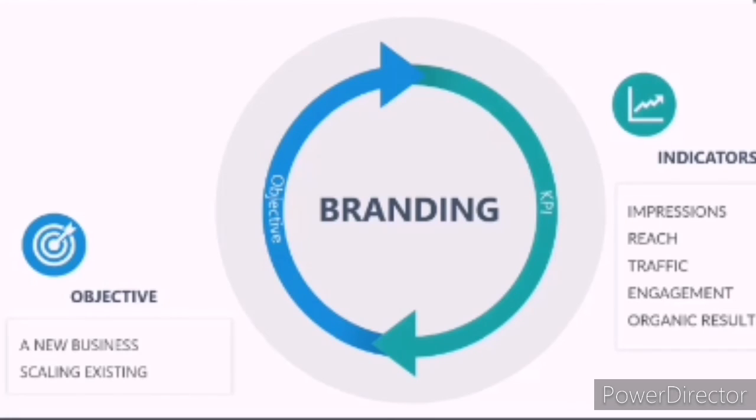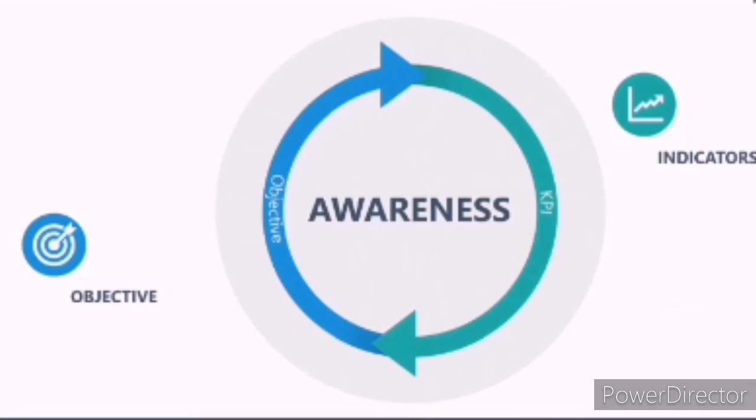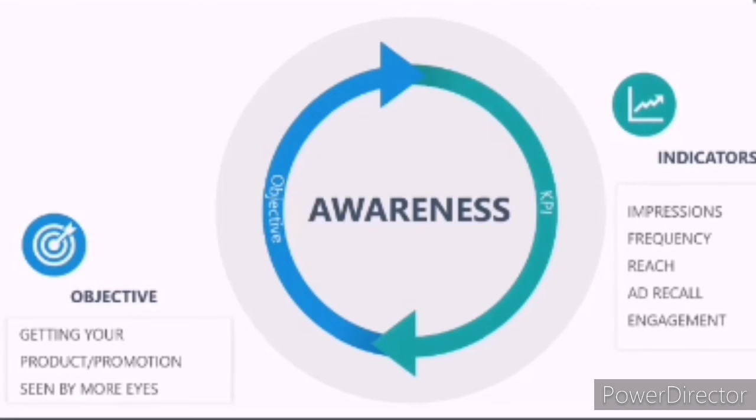And that is referring to people actually searching your brand name. Then we have awareness, and I know awareness and branding are very closely linked, but in this case, I'm referring to getting your product or promotion seen by more eyes. So let's just say you've already established a brand, but now you're wanting to create awareness for a new product or service. Then the indicators would be very similar: impressions, frequency, reach, ad recall, and engagement. Now, the new one there is ad recall, and that is essentially an indication. I'm referring here specifically to Facebook. That's where we see it.